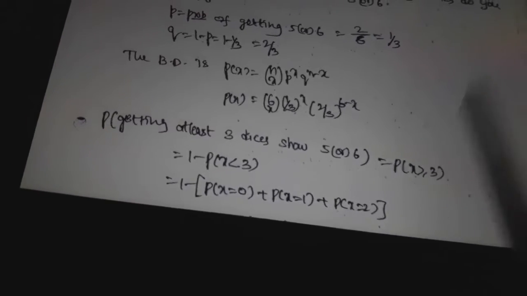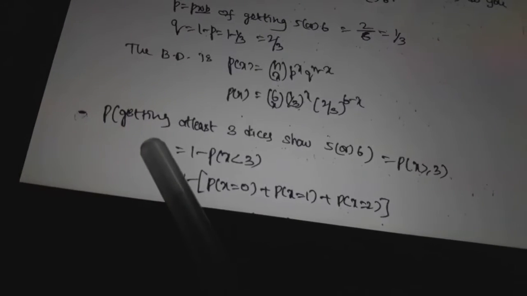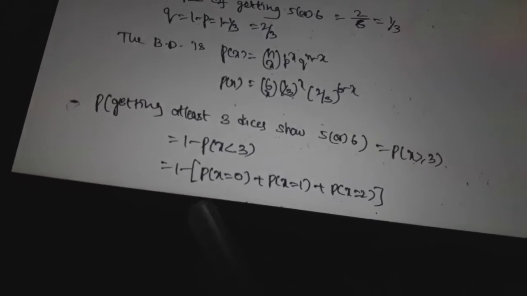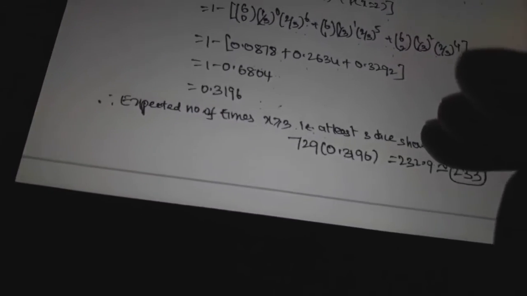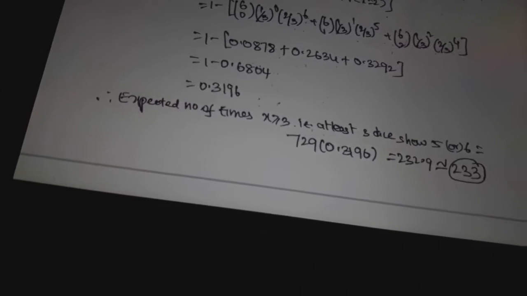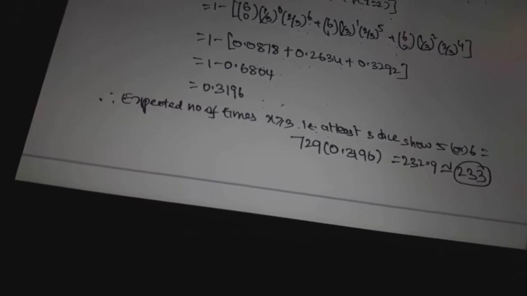Greater than or equal to 3 means 3 plus 4 plus 5 plus 6, which is some whole length. Do one thing: go through it the other way. 1 minus P(X < 3). Less than 3 means 0 plus 1 plus 2. Substitute the respective values and simplify. Now we want to find the expected number of times for X ≥ 3.